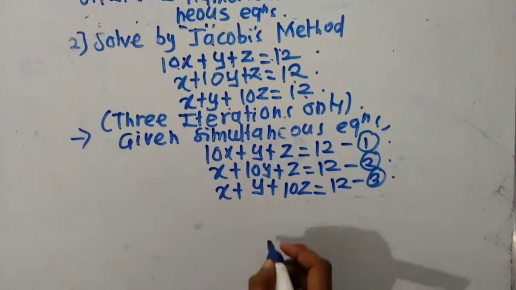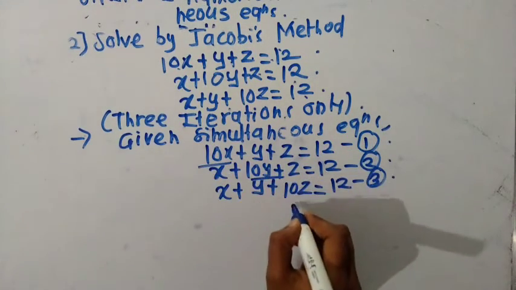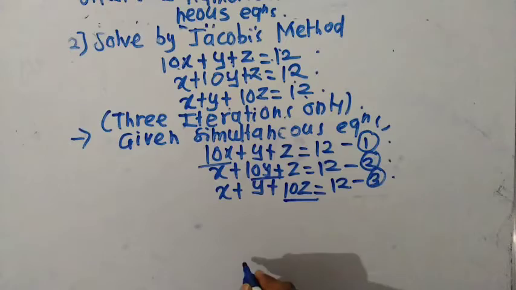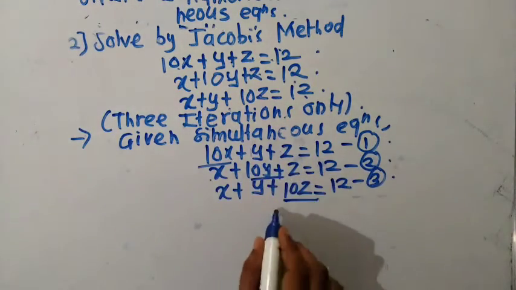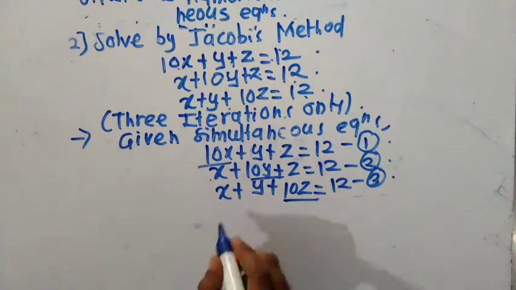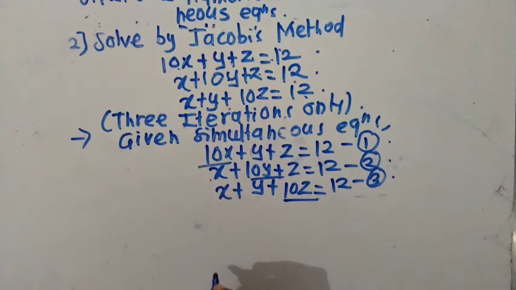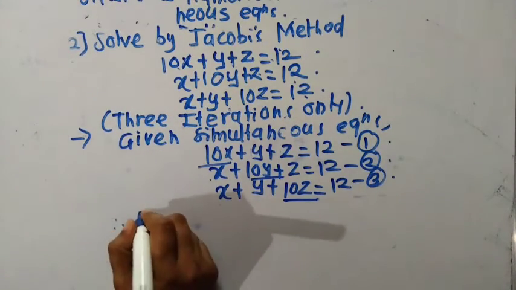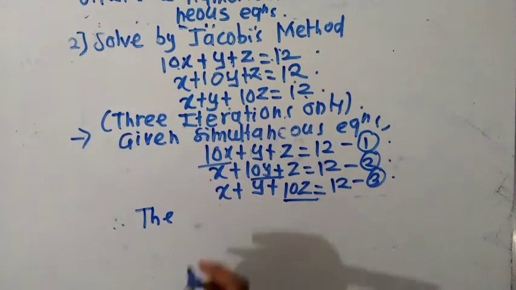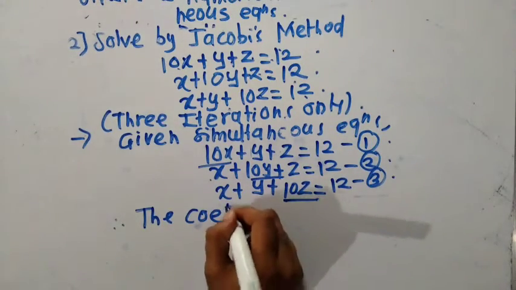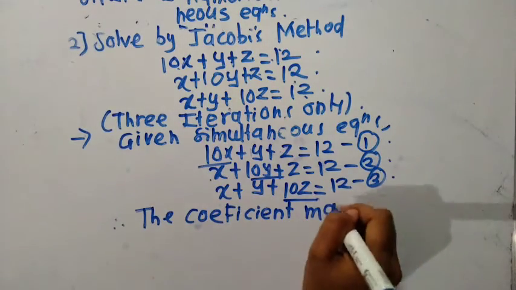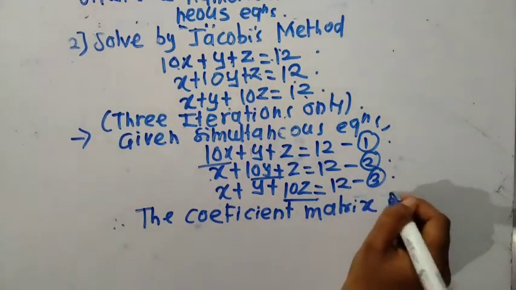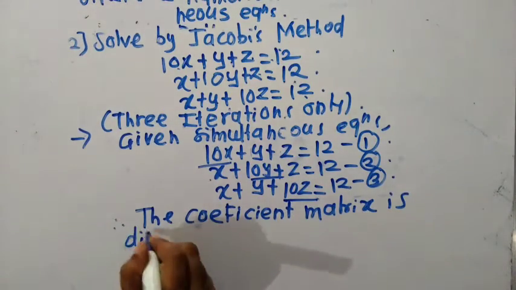Then these diagonal elements are 10x, 10y, 10z. So 10 is greater than 1 and 1, 10 is greater than 1 and 1, and 10 is greater than 1 and 1. So here the coefficient matrix is diagonally dominant.